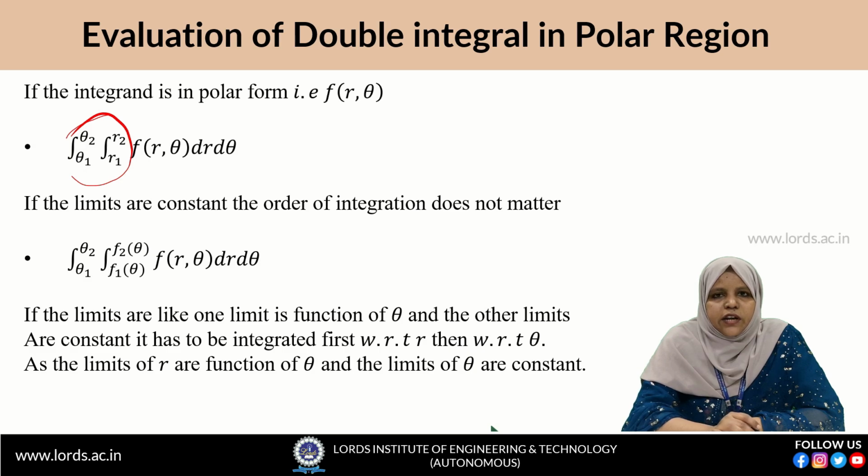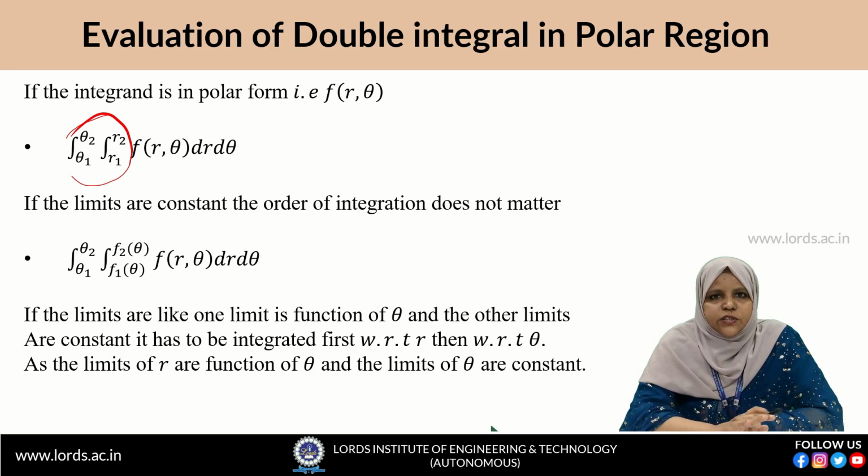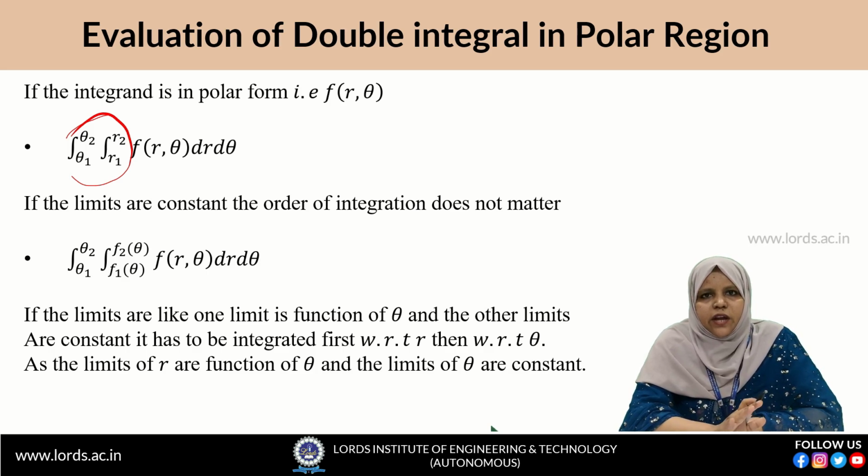If all the 4 limits are constant, as I have said before in the Cartesian form, the same is followed for the polar form also. If all the limits are constant, the order of integration does not matter. You can integrate first with respect to r or first with respect to theta. In any way you can do it.